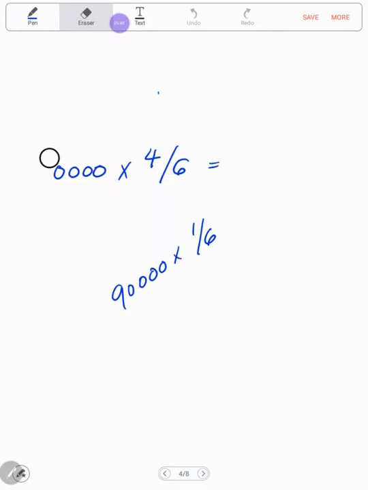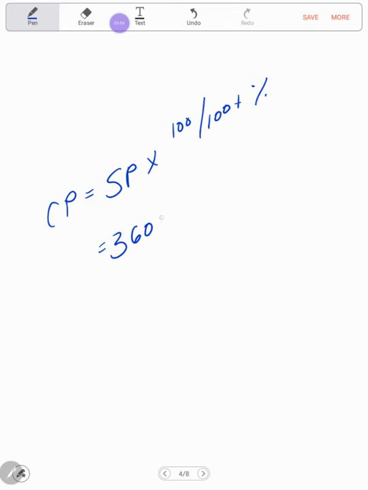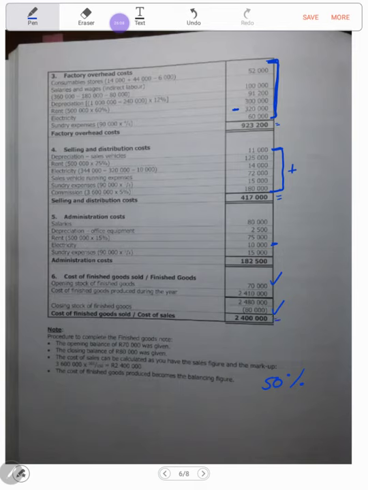How do you get your cost price? Again, cost price equals your selling price times 100 over 100 plus your markup percentage. We know that the selling price amounted to 3,600,000 multiplied by 100 over 150, and we should get a total of 2,400,000. That is our cost of sales.